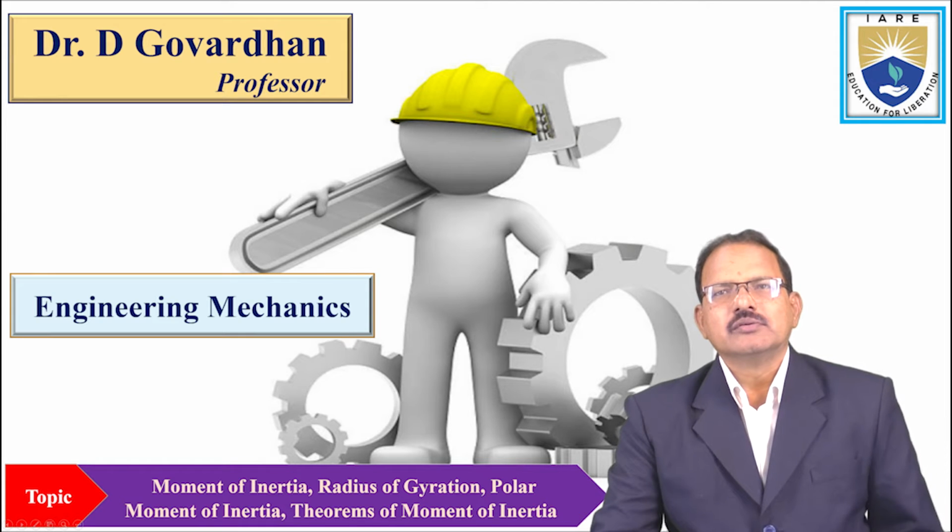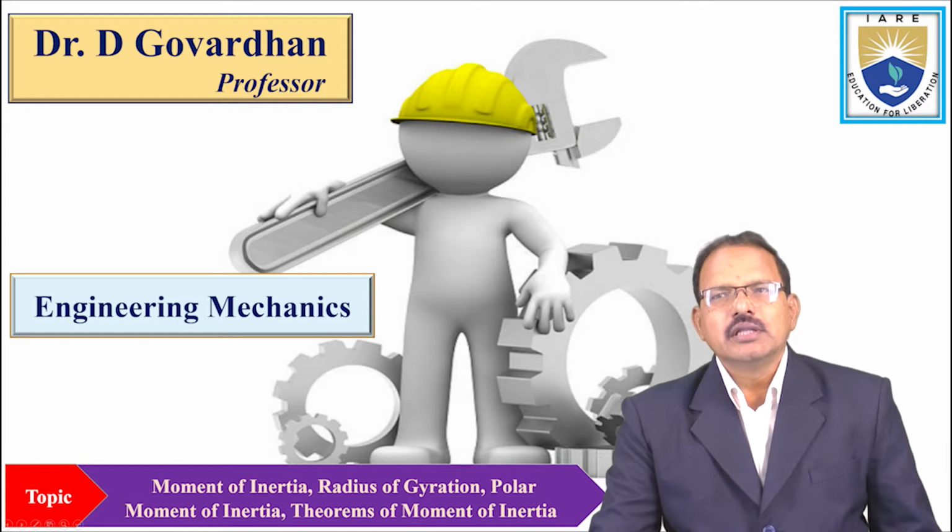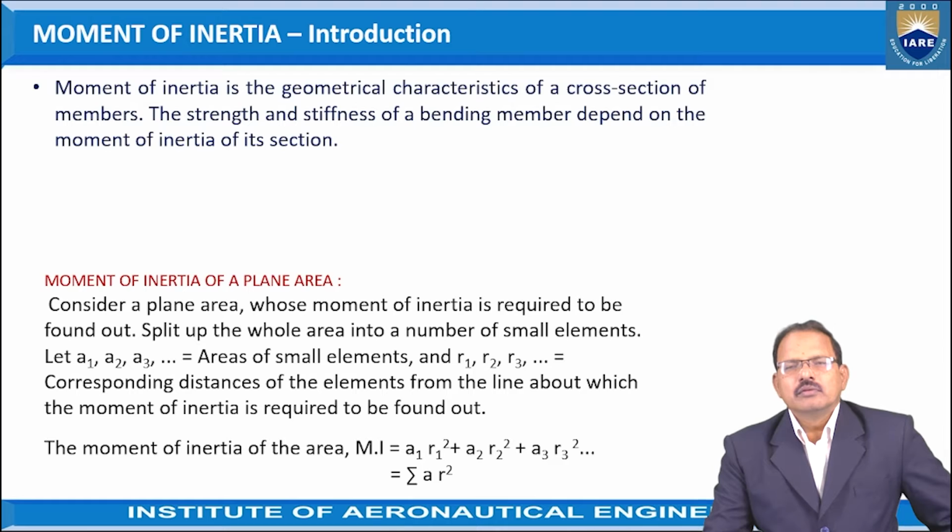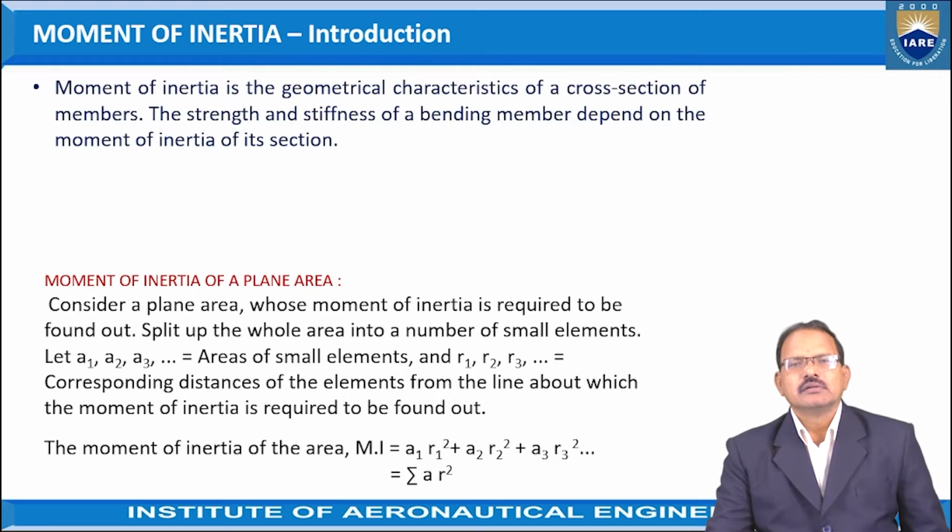Today we are discussing the definition of moment of inertia, radius of gyration, polar moment of inertia, and theorems of moment of inertia. The moment of inertia is the geometric characteristic of a cross section of members. The strength and stiffness of a bending member depend upon the moment of inertia of the section. Moreover, it plays an important role when the body is in rotation, as the mass does when the body is in linear motion.